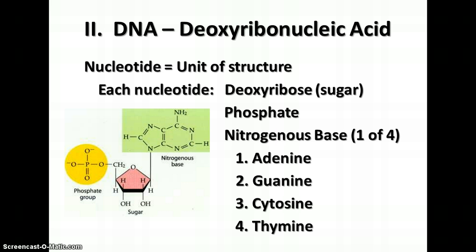So deoxyribonucleic acid is made of nucleotides. That's the unit of structure. Those are the monomers. Each nucleotide is made of 3 parts. It's made of a 5-carbon sugar, deoxyribose, a phosphate, and 1 of 4 nitrogen bases. The bases are adenine, guanine, cytosine, and thymine.